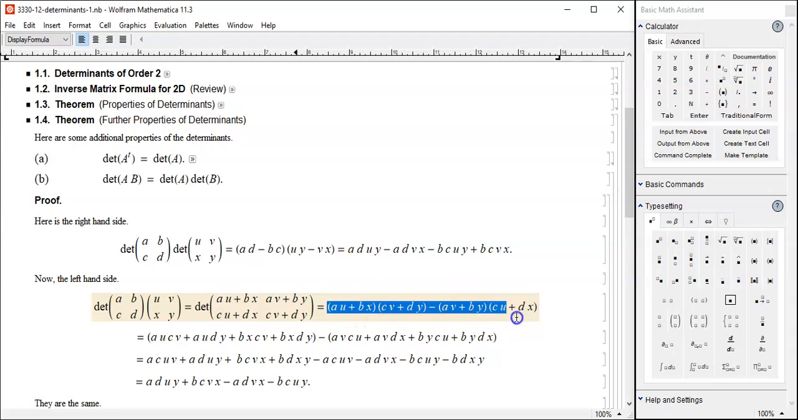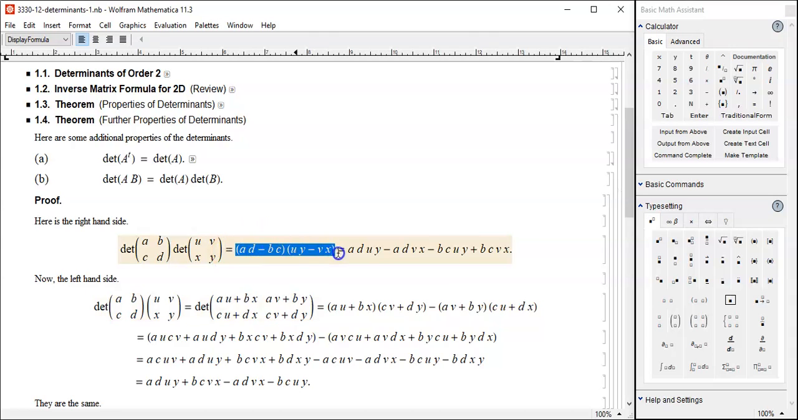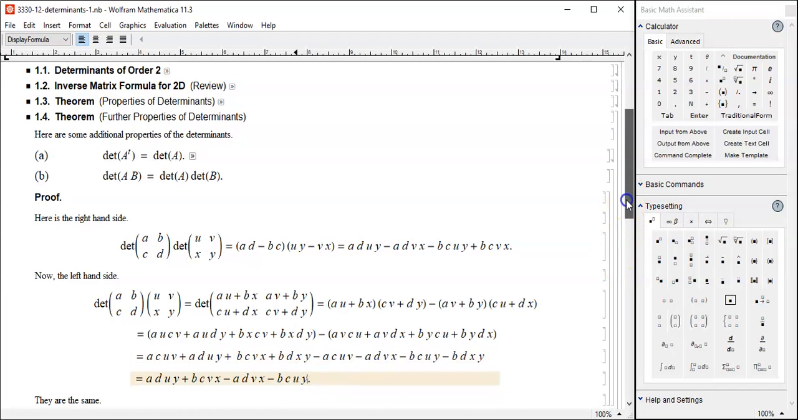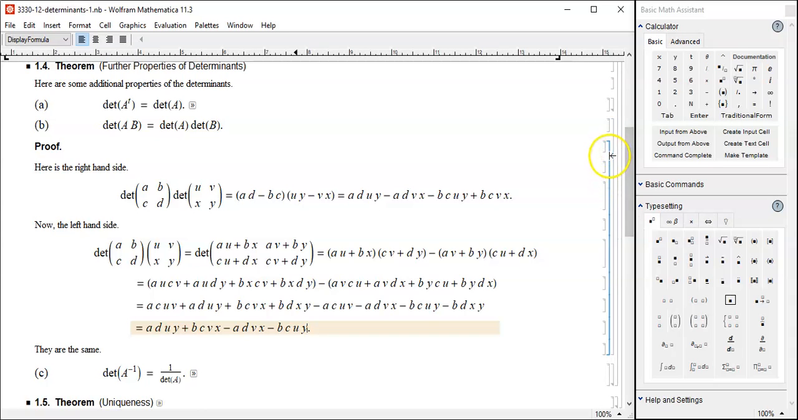Now, is this determinant the same as the determinant of the product, which ended up like this? Well, it requires some really tedious computation, as you can see, but they end up the same. So they are the same.